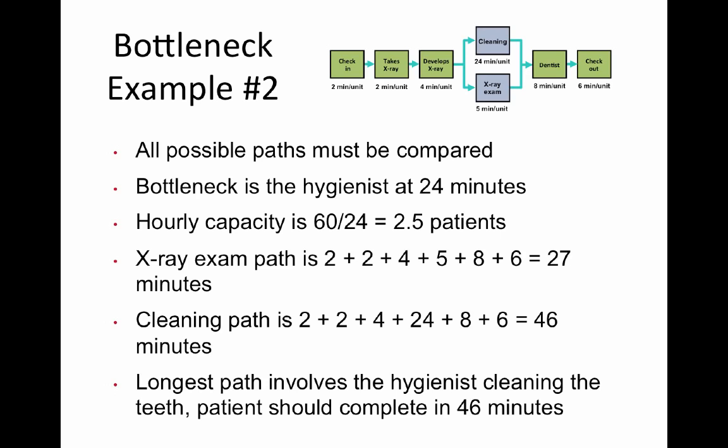So here we have an exam path. The exam path takes 27 minutes, and then we have a cleaning path which takes 46 minutes. So your throughput time, meaning the amount of time that it should take for one patient to get through the entire system, is 46 minutes. And the hourly capacity, which I didn't talk about earlier, is 2.5 patients for this process, because you have 60 minutes in an hour, and again you take your bottleneck step, which is the cleaning at 24 minutes per unit.